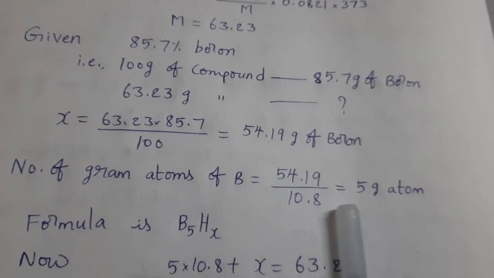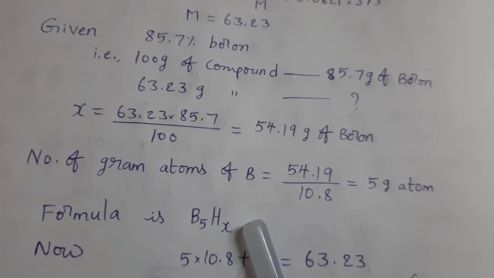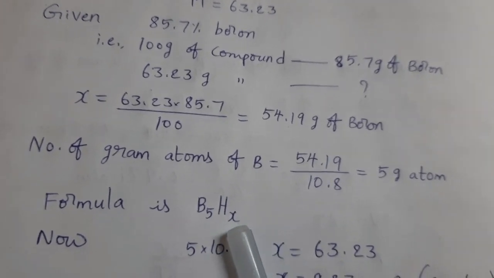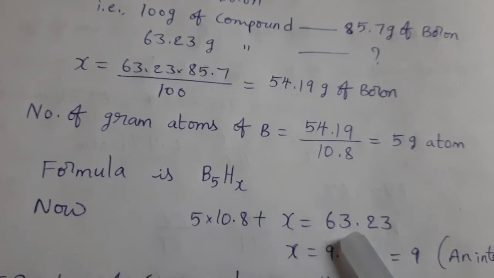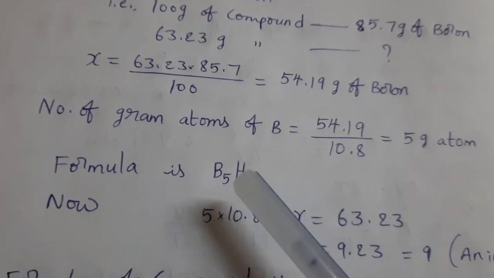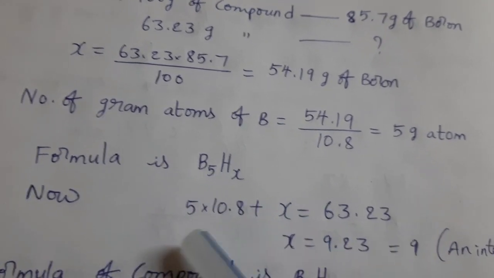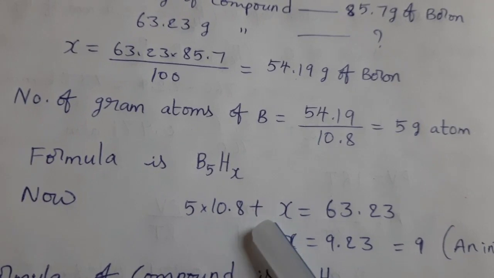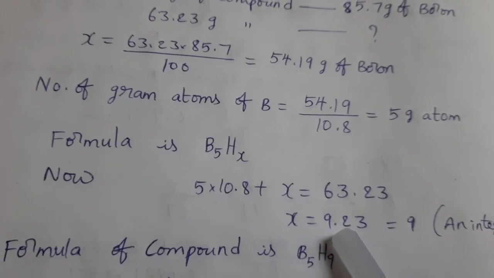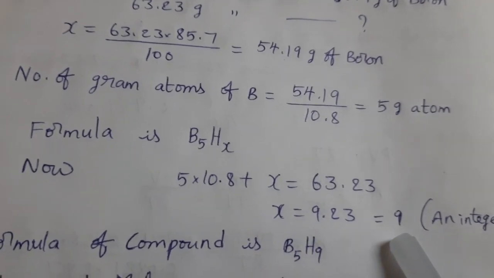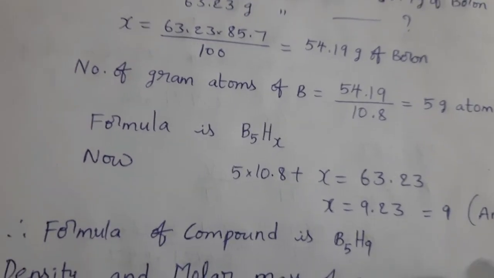So 5 gram atom of boron present means formula is B5Hx, because H is a monoatomic gas. That's why we can say Hx. Now the molar mass of this compound is 63.23. So the sum of the atomic masses of this boron and hydrogen should be equal to that. Then we can write 5 × 10.8 + x = 63.23. From this we can get x = 9.23. So we have to consider integer to get the formula. So 9, formula of the compound is B5H9.